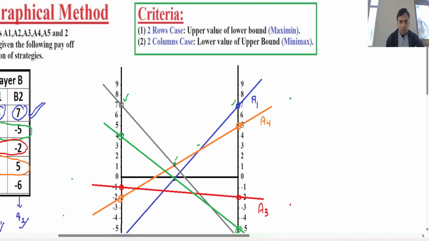So from this location, this is the lowest point, and the location of this point we will see on this side. This is the value of the game, but we can't identify exactly this value because we don't have proper graph paper. So we will identify this value of the game by some mathematical calculation. This is the intersection of two strategies.